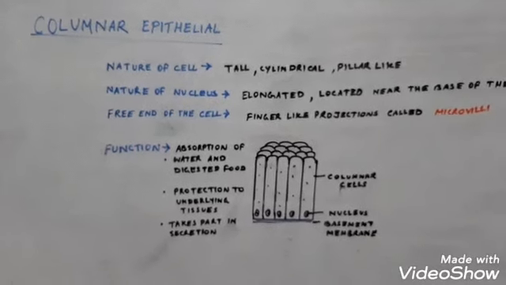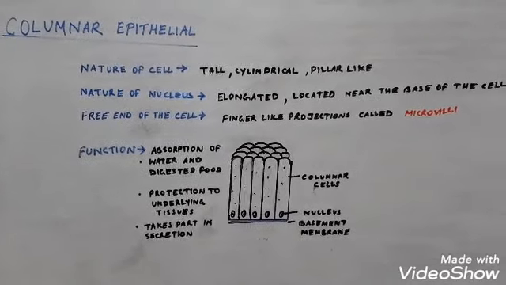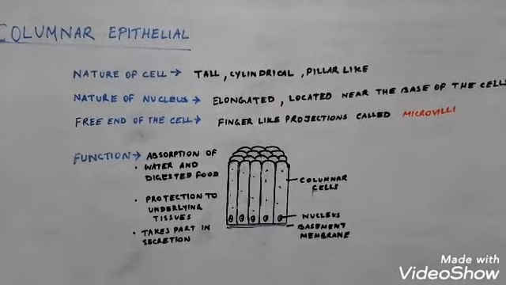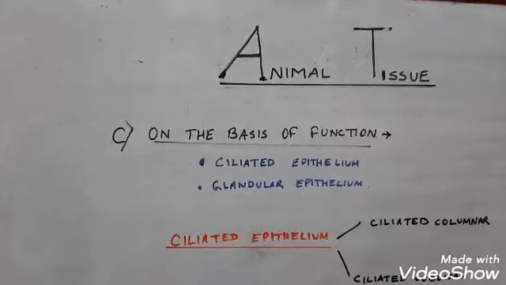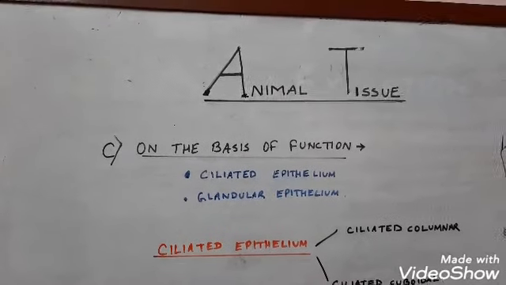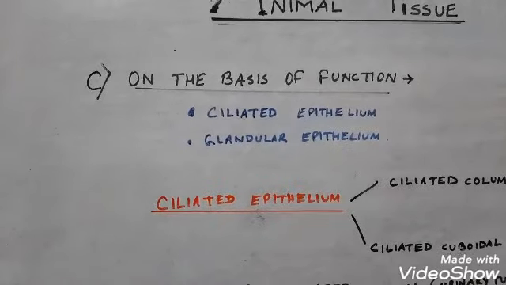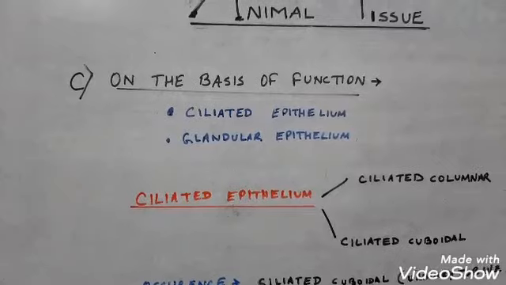Next part is about the types of epithelial tissue based on the function. So let me describe it. On the basis of the functions, the epithelial tissues are divided into two types: ciliated epithelium and glandular epithelium. Now ciliated epithelium are those where the cells may contain cilia on the top.